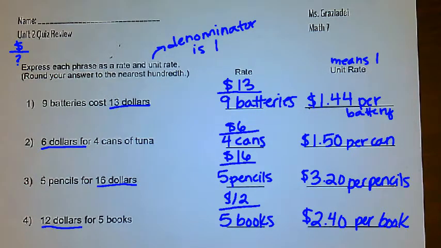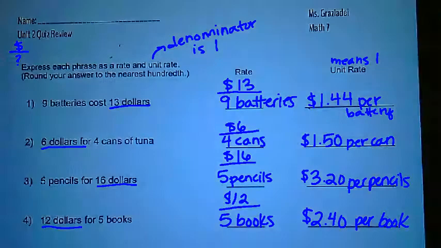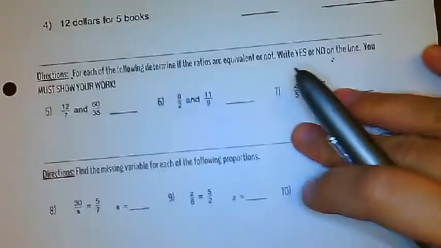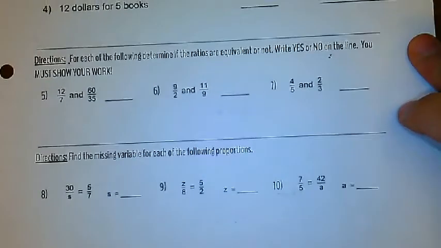So you should be able to know the difference between a rate and a unit rate. If I gave you something like this, you should know how to write either of them or how to identify them. So if I gave you $13 over 9 batteries, you should tell me that's a rate, but $1.44 per battery would be the unit rate. Remember, our main example that we use for our unit rate is miles per hour. That's the one that is the most often seen. Okay, next part.